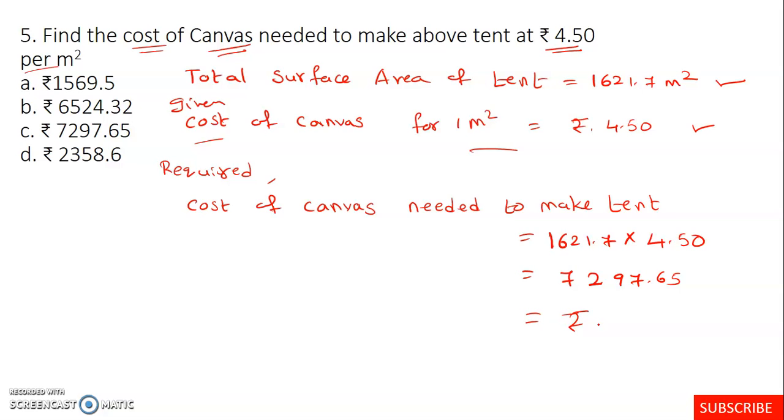So it is the cost, rupees 7297.65. Where is the option? Yes, option C is correct. To make the tent, canvas is required, no? So how much cost of canvas is required? Rupees 7297.65.